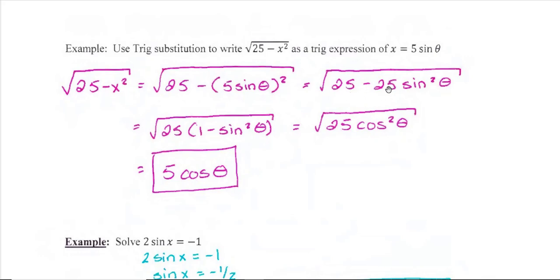But these both have a 25, so I factored a 25 out, and I am left with 25 times 1 minus sine squared of theta. What is 1 minus sine squared of theta? It's cosine squared of theta. Now that I got rid of that minus sign, I have the square root of 25 times the cosine squared of theta. I can take the square root of 25 to get 5. I can take the square root of cosine squared to get cosine, and this simplified down to just 5 cosine of theta.